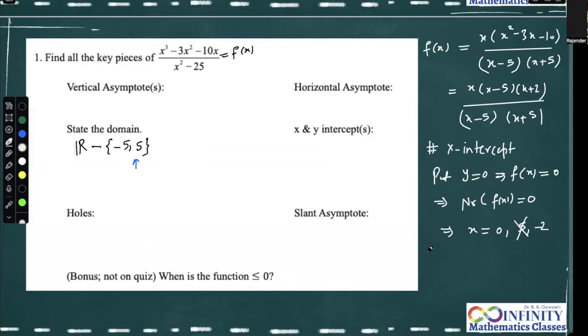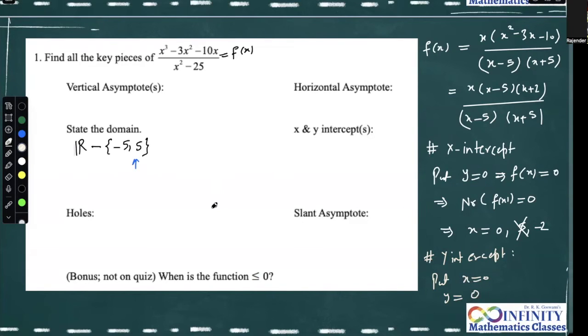Okay. Tell me, what about the y-intercept? In order to get that, x would be 0. Yes, you need to put x equals 0 and solve for y. Okay. So if you put x equals 0, because of this term x, the right hand side is obviously 0. Okay. So I have got the x-intercept and y-intercept without any issue.